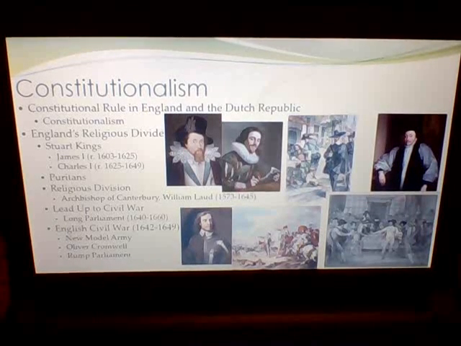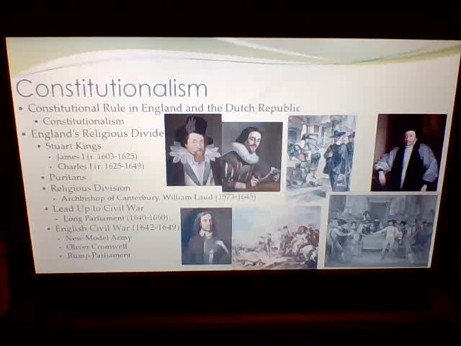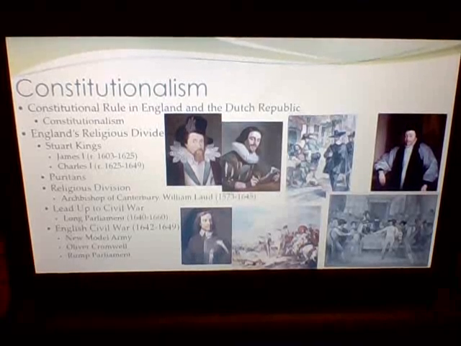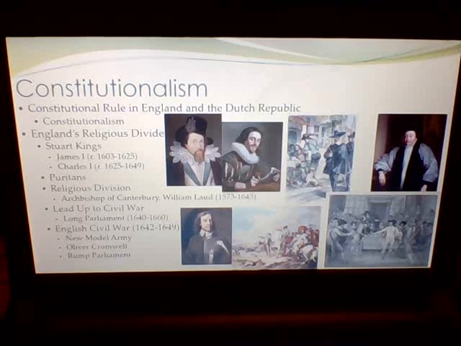So we're going to look at England first. And we're going to pick up with England after the death of Elizabeth I. So Elizabeth died in 1603, which is right smack in the middle of Shakespeare. Shakespeare's active from the 1580s until the 1610s. So she's alive for the first half of William Shakespeare, and then the next guy who takes over is going to be alive for the second half of him.